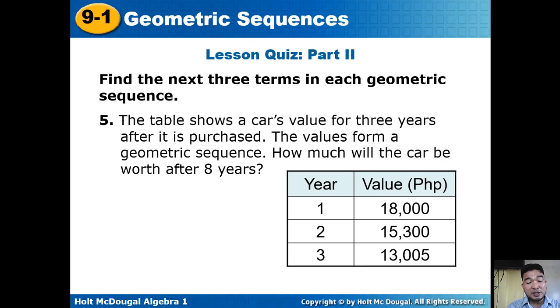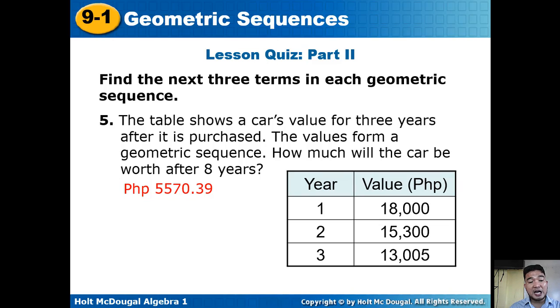For the part 2, if you want to solve this, just pause the video and just continue if you want to check it. The table shows a car's value for 3 years after it is purchased. The values form a geometric sequence. How much will the car be worth after 8 years? In the first year, the value of the car is 18,000 pesos. Second year, that's 15,300, and the third year, it's 13,005.